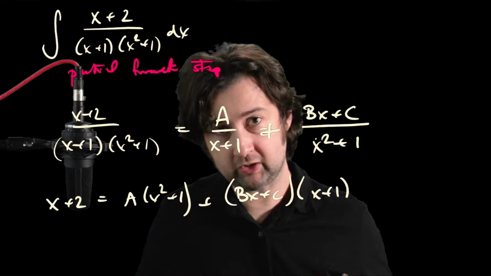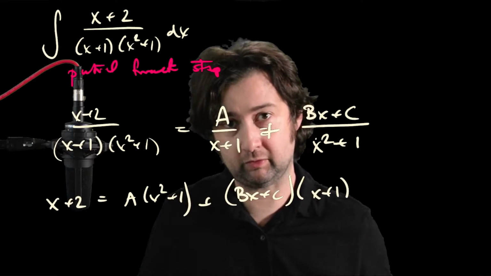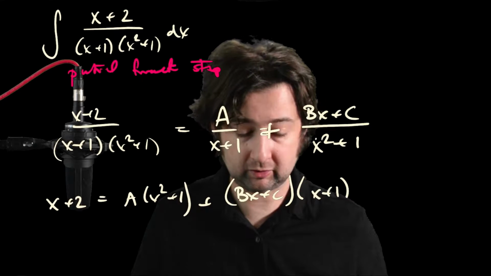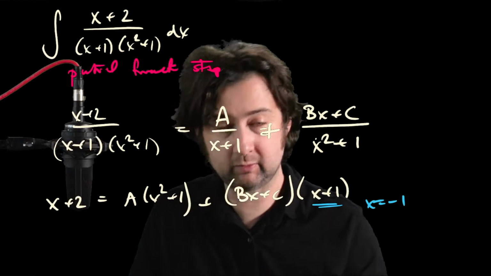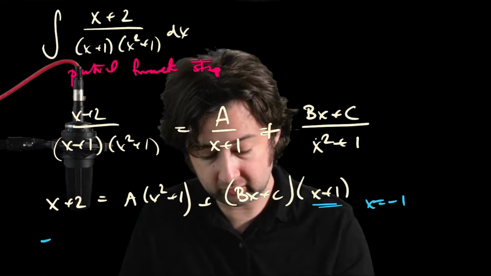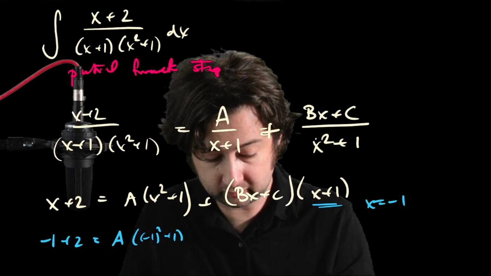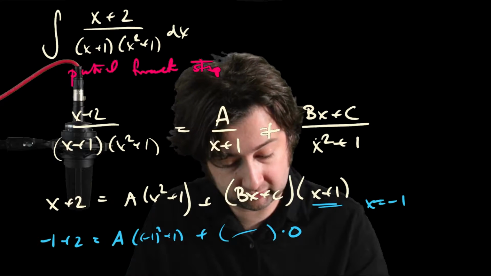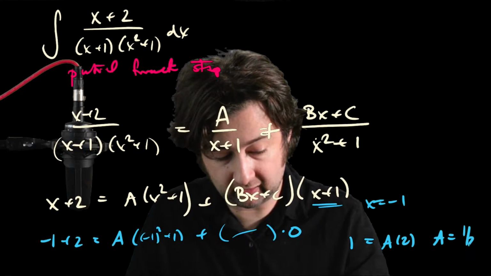So I could make this equation easier if I could find numbers I could plug into it that turn certain terms into zeros. So for example, if x was equal to -1, what would this equation turn into? The reason I choose x equal to -1 is because that makes this term into nothing. And 0 times anything is 0. So this would turn into the equation -1 plus 2 is equal to a times -1 squared plus 1 plus, who cares what this is because it's multiplied by 0, and you end up with the equation 1 is equal to a times 2. And so a must be a half.